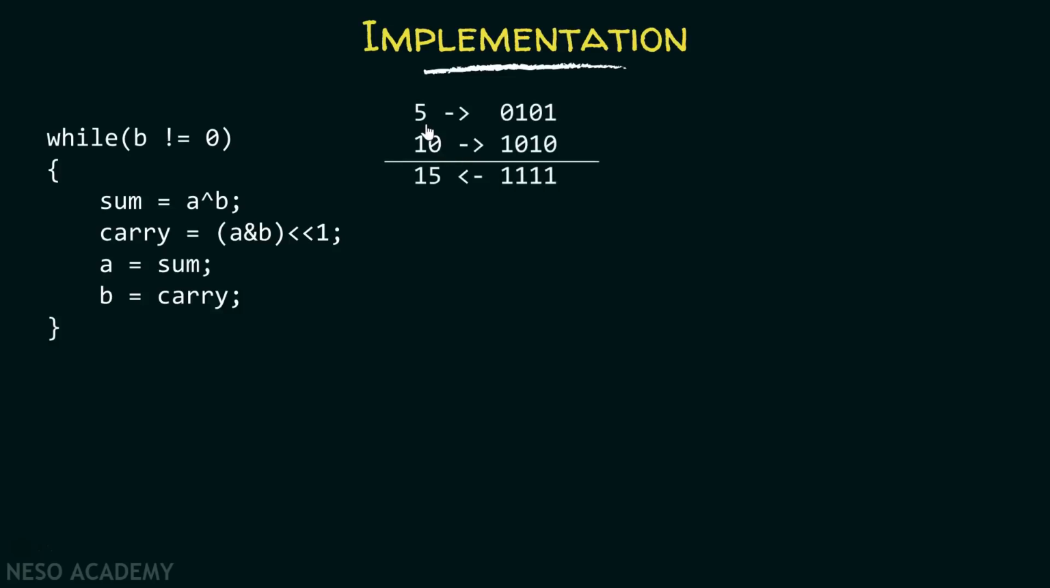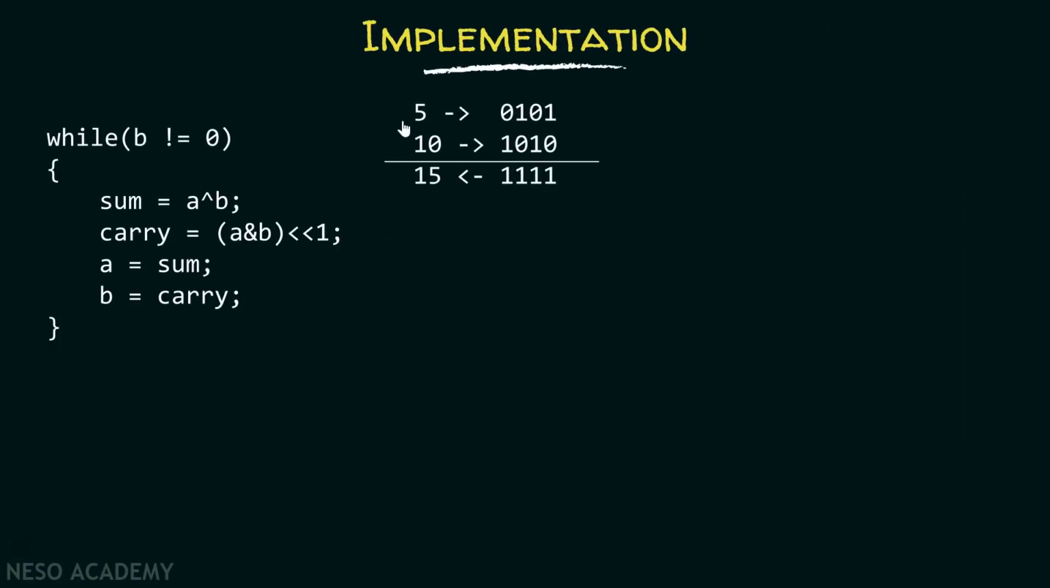Suppose we have two numbers 5 and 10. Binary representation of 5 is 0101 and for 10 it is 1010, if we are considering 4 bits only. Okay, let's try to add these two numbers and see what would be the result in binary. 1 plus 0 is 1, 0 plus 1 is 1 again, 1 plus 0 is 1 again, and 0 plus 1 is 1. Therefore, this is the binary combination which is equivalent to 15 in decimal, right?